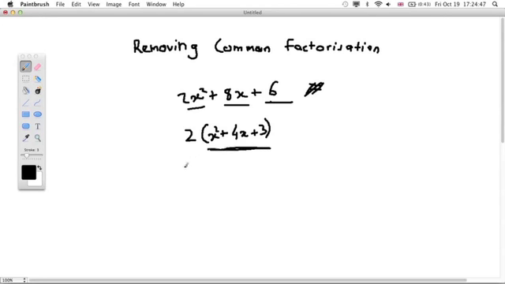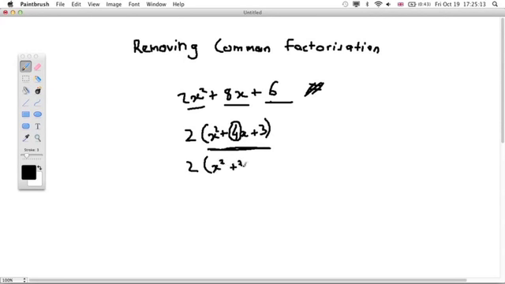Now, what you can also do for further factorization is this can also be factorized. So in order to factorize this, you have to find numbers that add up to 4, the coefficient of x, and multiply to 3. What numbers are these? Well, this is fairly simple, it's 3 and 1.